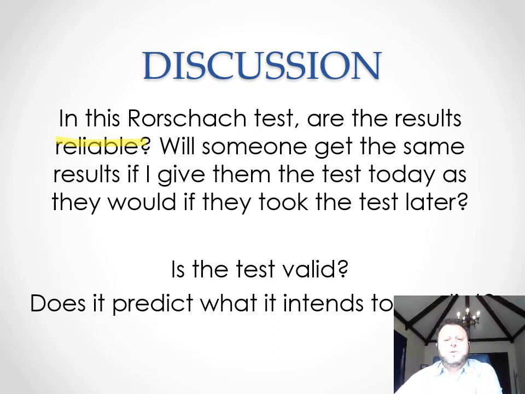Reliable asks this question: will someone get the same results if I give them the test today as if they took the test later? So let's say I give you a very simple math test, addition, subtraction, multiplication, and I give you the test today, and then I give you the test again in 3 weeks, the same test or a very similar test. Today I ask you 5 plus 8, and in 3 weeks I ask you 9 plus 2. They're different numbers, but the same level of skill. If you get a 95 on the test today, and in 3 months you get a 96, and in 6 months you get a 94, and in a year you get a 95, that's reliable, right?